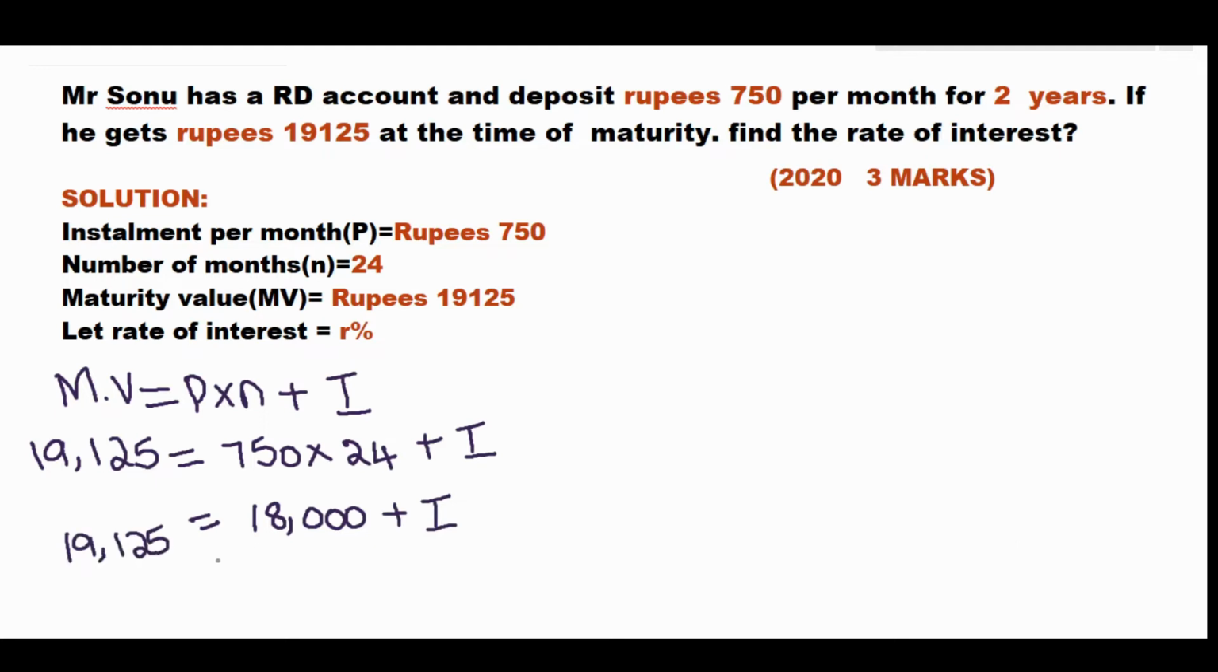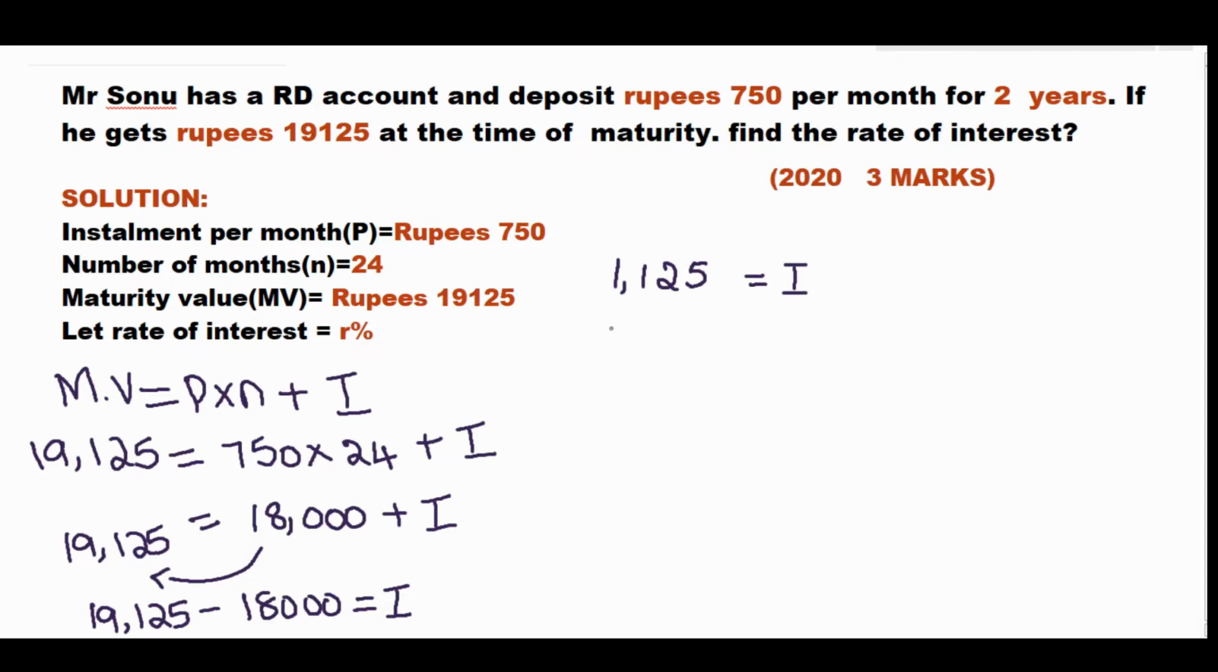19,125. So I'll bring this 18,000 towards this side. It becomes 19,125 minus 18,000, which will be equal to I. See, I have shifted 18,000 towards this side. It becomes minus. On subtracting this value, I'll be resulting with 1,125 rupees, which is equal to I. So now we know the I value.